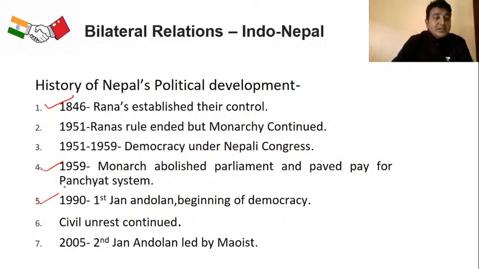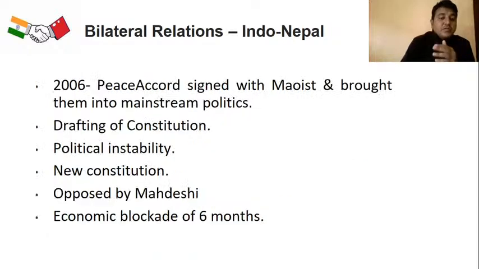Finally, in 1990 there was the first Jan Andolan. That Jan Andolan ended the absolute monarchy and established democracy. But after that there was civil unrest, and finally there was the second Jan Andolan, led by the Maoists, which led to the establishment of democracy and dissolution of kingship.